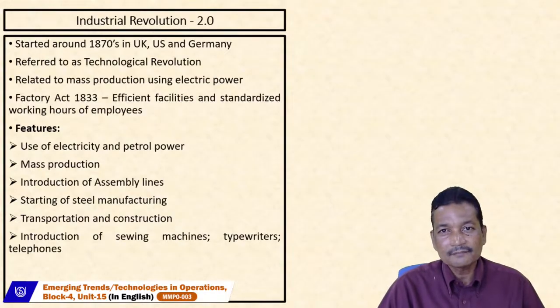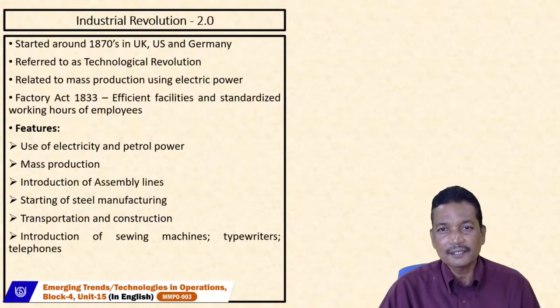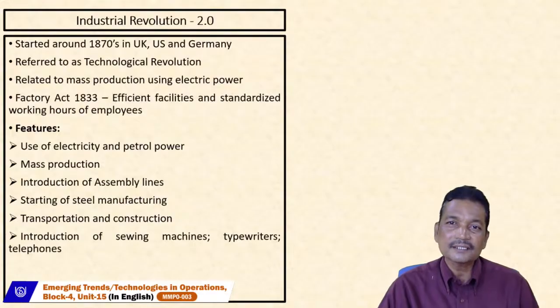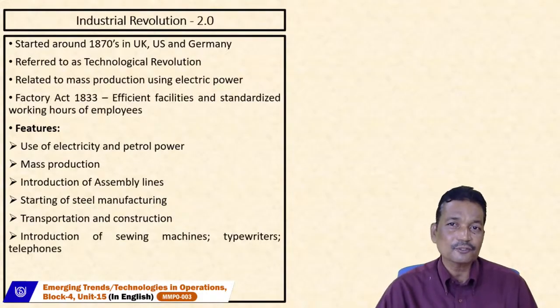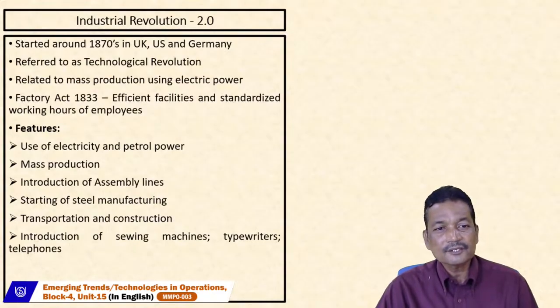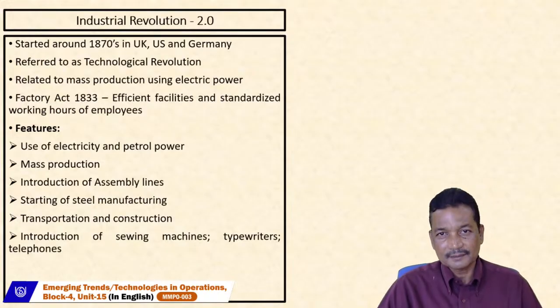Suppose we set up a company, that company's focus would be to produce only a particular variety of item or a particular item, thereby increasing the number of production. Similarly, apart from mass production, whereby only a single product or a few products were being produced by the industry, there was introduction of assembly lines like that we had in the Ford car industry. Various industries started using assembly lines.